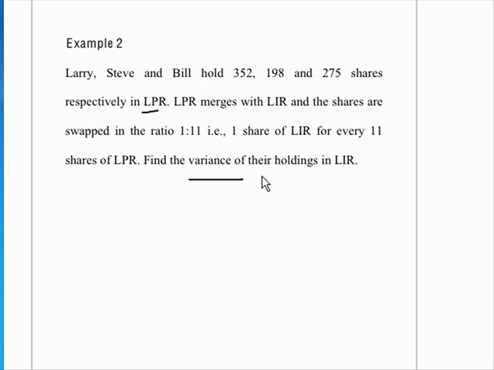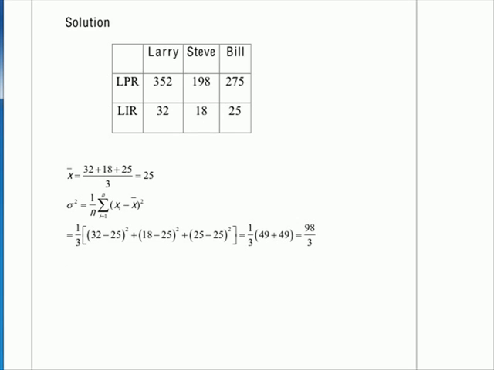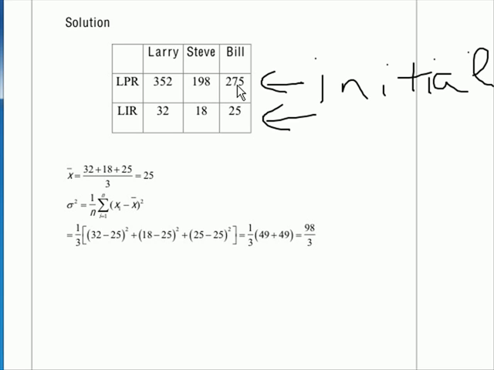So let's have a quick look at how to go about solving this. This is the initial set of shares they had on the top, and then these were swapped in a 11:1 ratio, and this is the new set of numbers we need to work with.